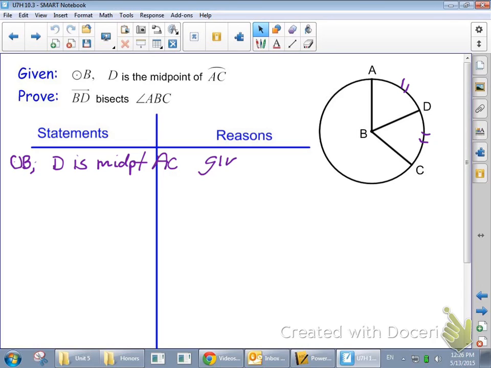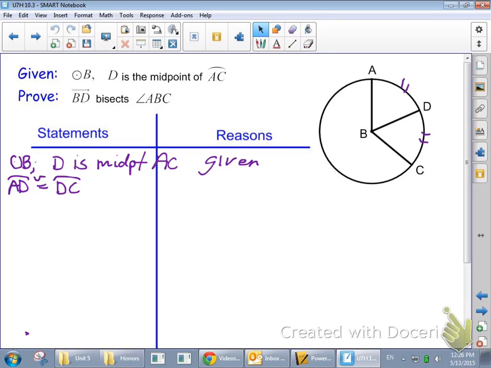Okay, that's given. All right, next I can say that arc AD, this is the part I already kind of marked on the picture, arc AD is congruent to arc DC. There we go. And why is that?